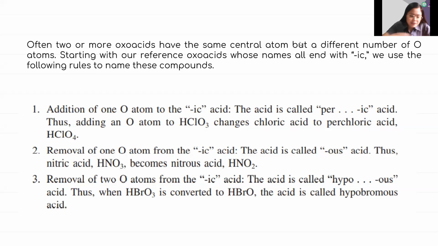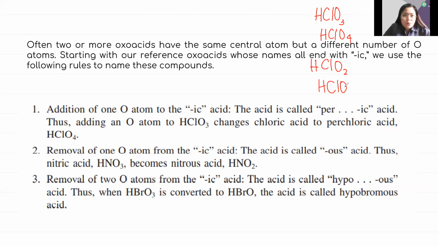So let us continue class. After the oxo acids, we have oxo acids with the same central atom. Like this one, HClO3, HClO4. We even have HClO2, and we have also HClO. So again, these are all considered oxo acids.